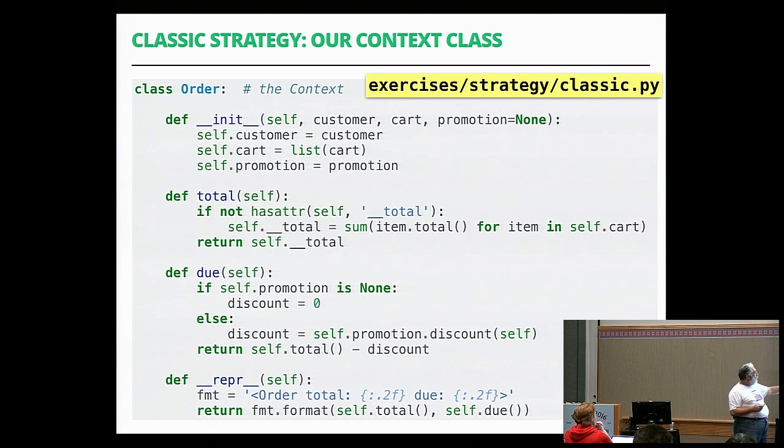Okay, the discount. What I do is, the discount method: if the promotion is None, the discount is 0, otherwise it's whatever this method call will give me, okay?